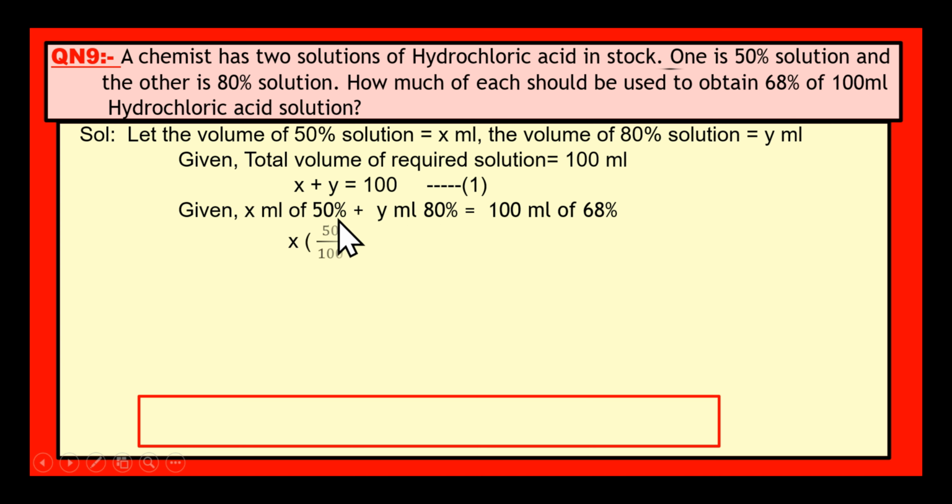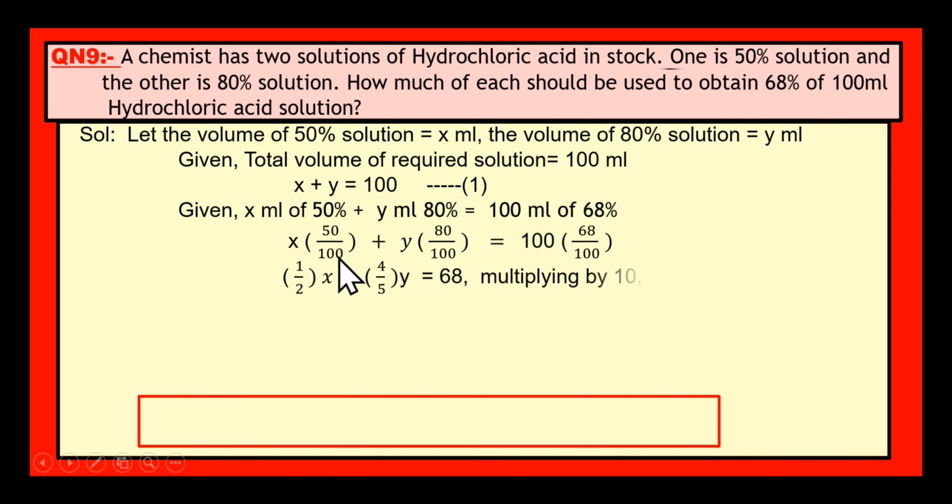Isn't it? 50% means 50 by 100. x into 50 by 100 plus y into 80% means 80 by 100 is equal to 100 ml of 68% means 68 by 100. Okay. Now you can simplify 50 in 100 two times. Therefore, 1 by 2 into x plus 80 by 100. You can cancel 20 in 80, four times, and in 100, five times. Therefore, it is 4 by 5 times of y. And this 100 and 100 may be cancelled. You will get 68 at RHS, isn't it? Okay. 1 by 2 times of x plus 4 by 5 times of y is equal to 68.